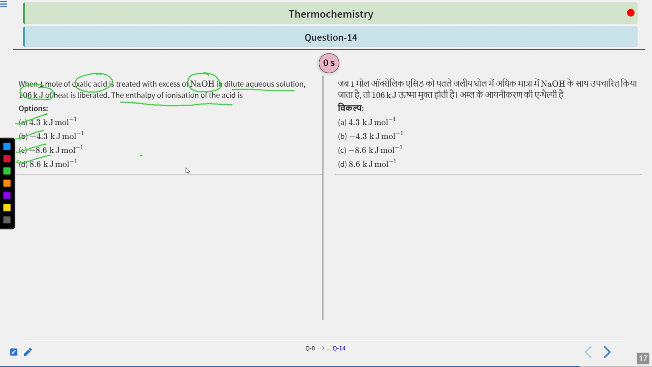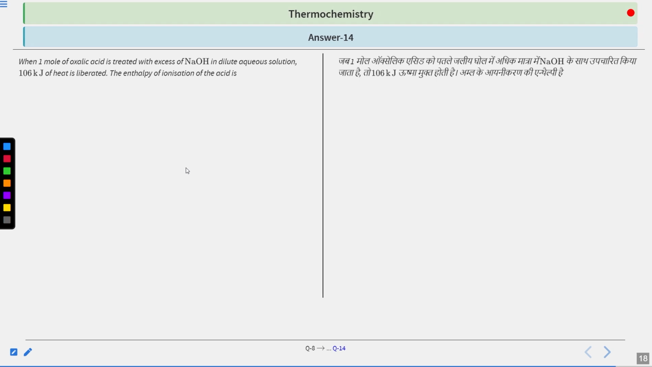So let us see how we can solve it. The question is already discussed. You are neutralizing 1 mole of oxalic acid with excess of NaOH, and in that 106 kilojoule of heat is released. You have to use this equation to find the enthalpy of ionization of the acid, because this is a weak acid. For those who have solved, the correct answer is D.